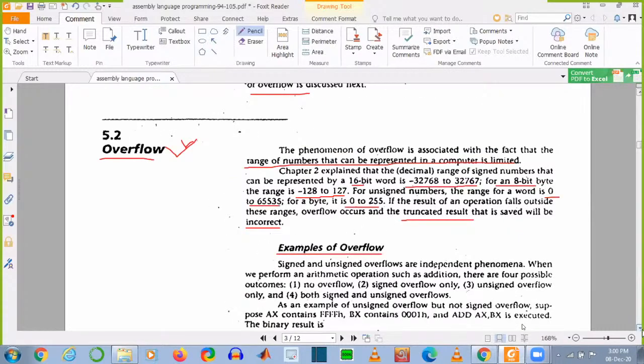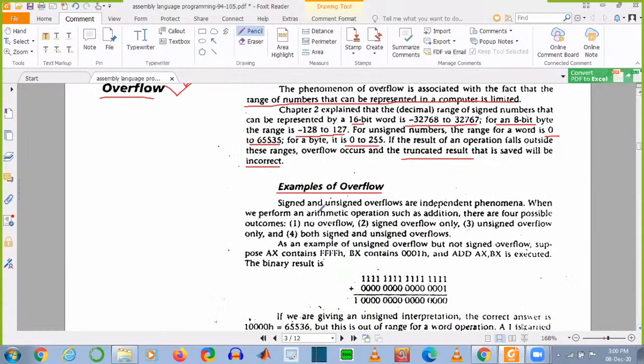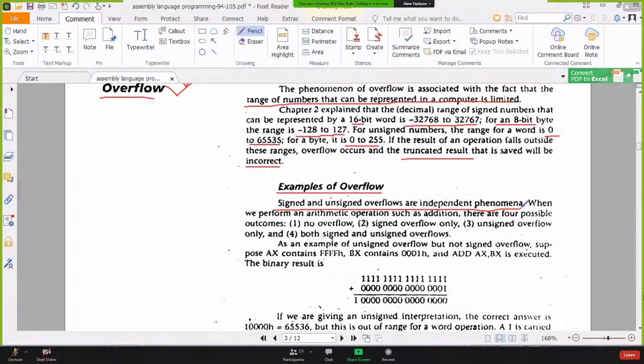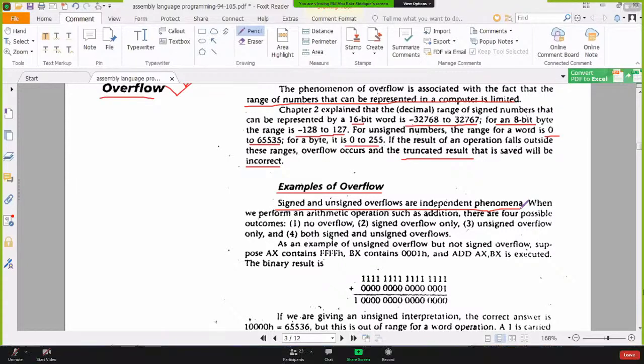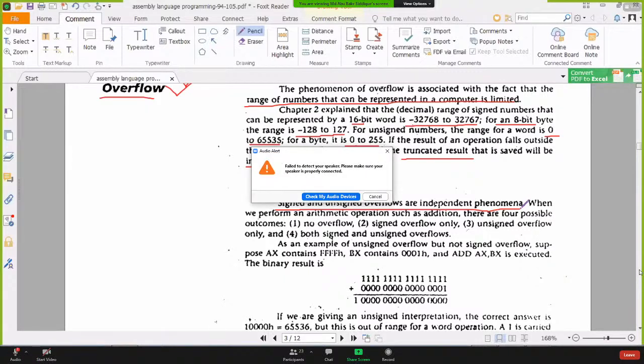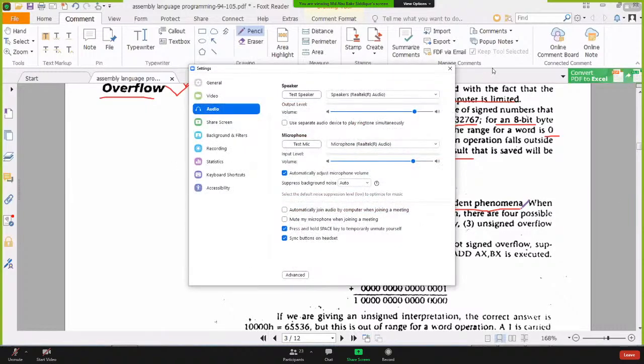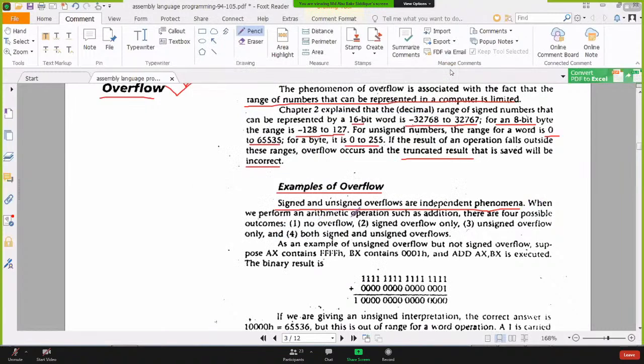Now, in example of overflow, it is said that signed and unsigned overflows are independent phenomena. They are not dependent on each other. Signed and unsigned overflow are independent from each other, because sign overflow occurs with sign number. If you assume the numbers are sign number, then sign overflow may occur, and unsigned overflow occurs if you assume the numbers are unsigned. We perform an arithmetic operation such as addition.